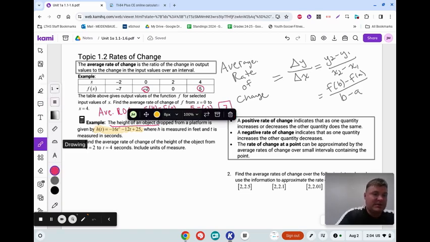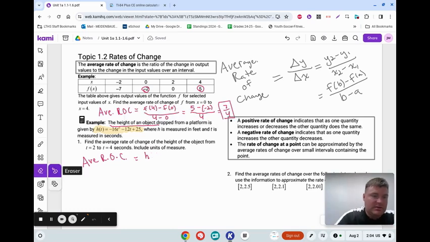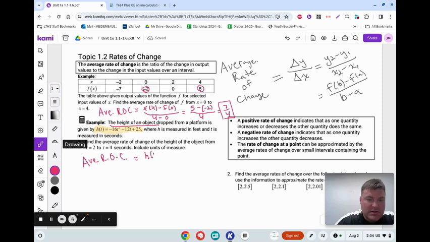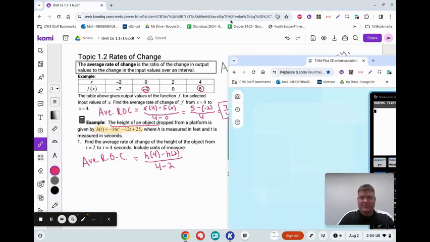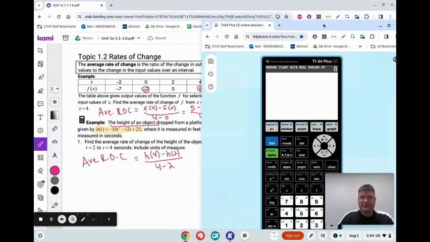So all we're doing here is finding the average rate of change, and that's going to equal h of 4. Oh, that's not very good looking. Let's try this again. h of 4 minus h of 2 all over 4 minus 2. Now, I'm going to teach you real quick how to use the calculator to make this look exactly like that.